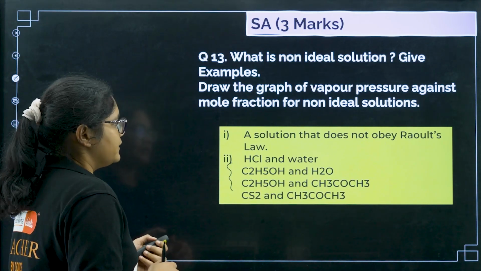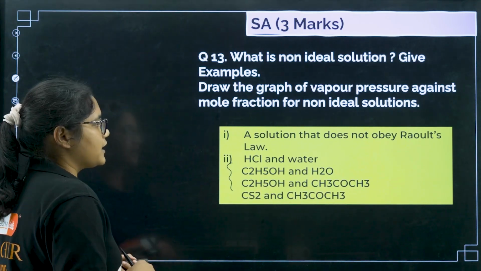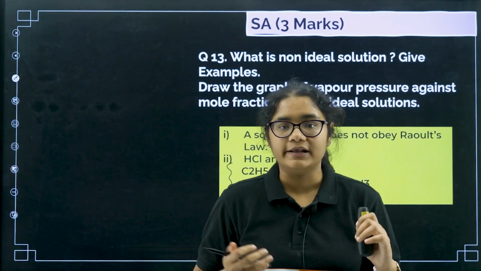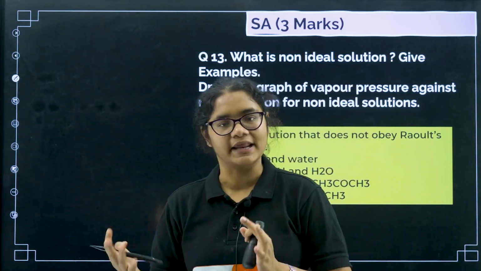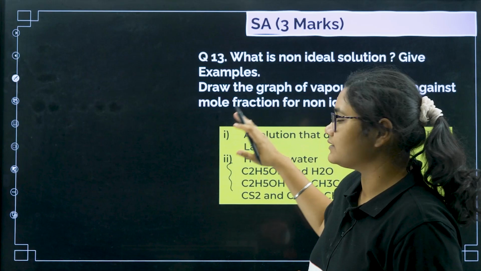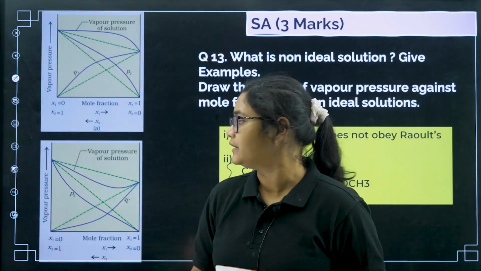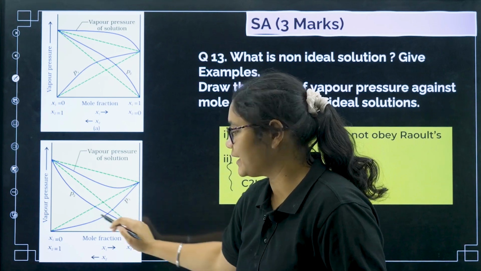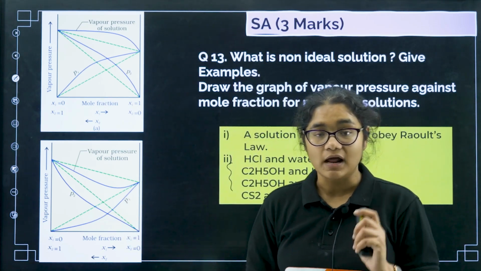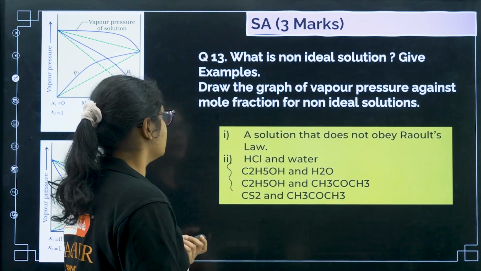Next, draw the graph of vapor pressure against mole fraction for a non-ideal solution. Non-ideal solutions are of two types, right? Positive deviation and negative deviation. If it hasn't asked you for which deviation, you need to draw both of them. So this is for positive deviation and this is for the negative deviation graph. Graphs are very important in this chapter.